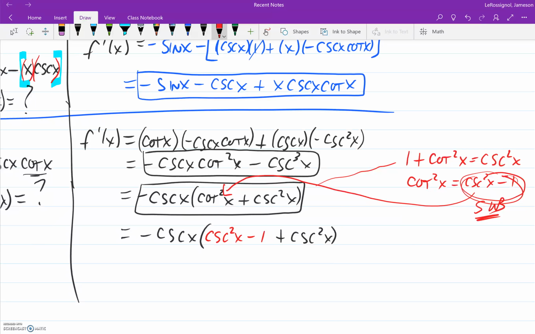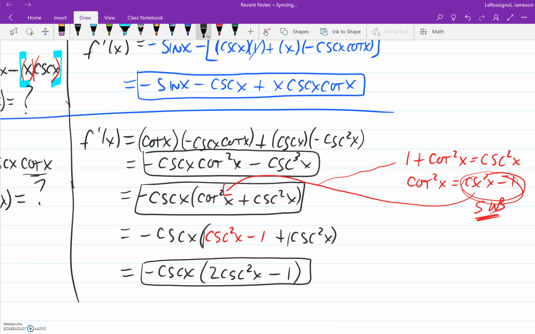All right, so now we can clean that up a tiny bit. Negative cosecant of x. Now you've got two of those cosecant squared. So that's two cosecant squared x's, so 1 here plus 1 more there, and then of course there's a minus 1 in there. So that's looking pretty good.